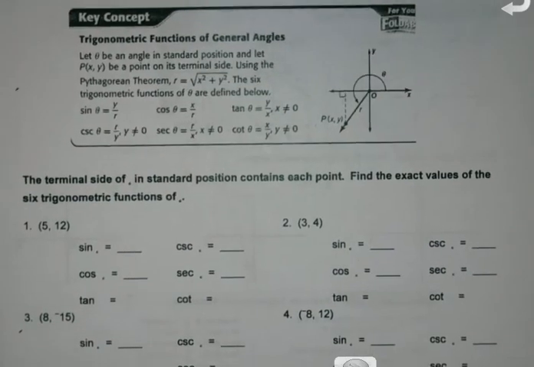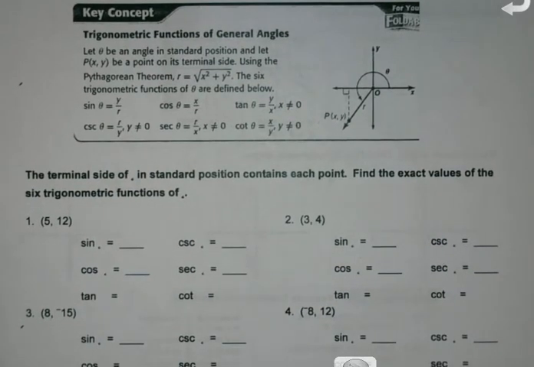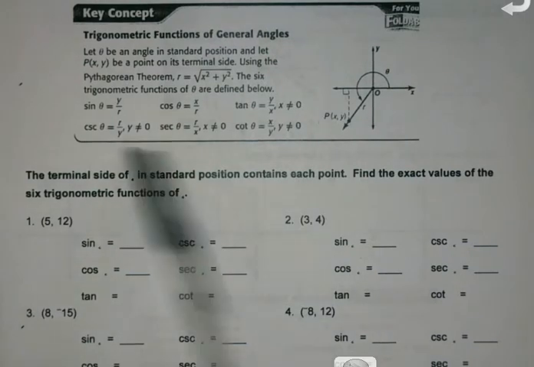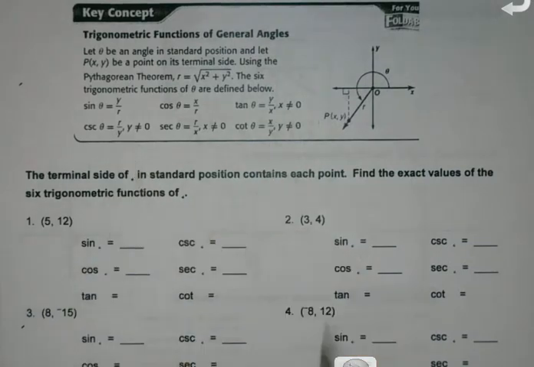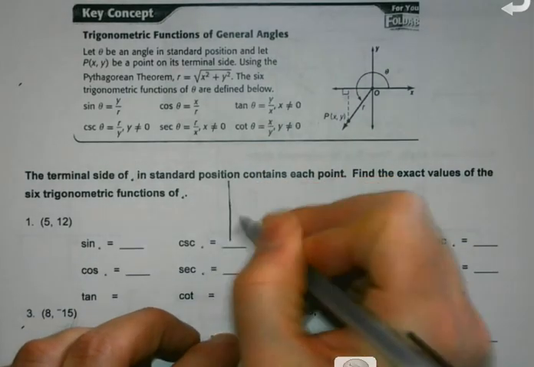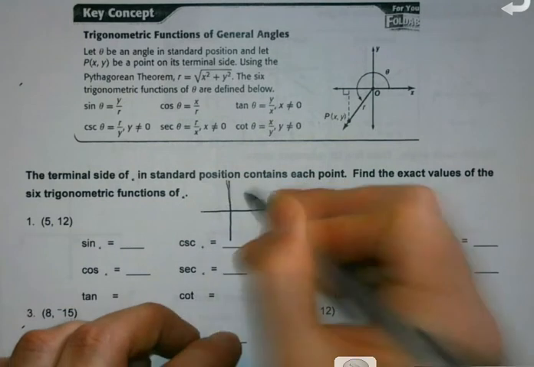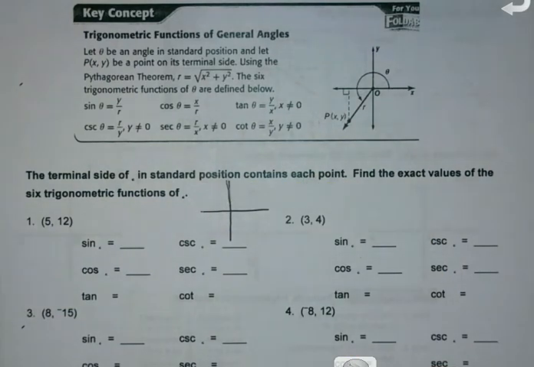Because it says the terminal side of our angle in standard position contains each point. Find the exact values. Now, if you're not going to know these off the top of your head, it would help to possibly draw a picture. So I'm going to draw pictures with these, and then some of you may decide you would rather memorize this instead. So if I was to do just a quick sketch here, and I'm not looking to be real accurate, I'm just trying to get an idea.